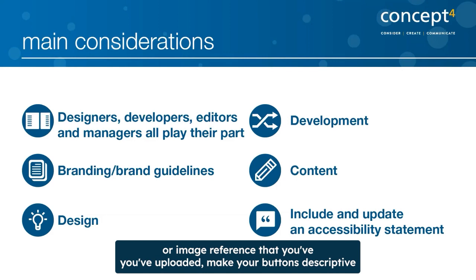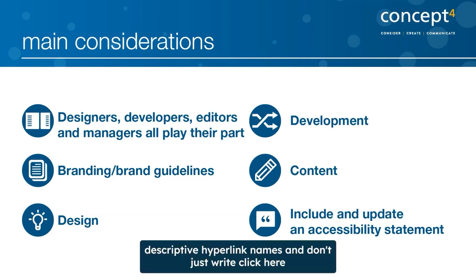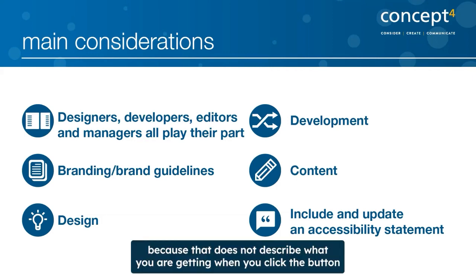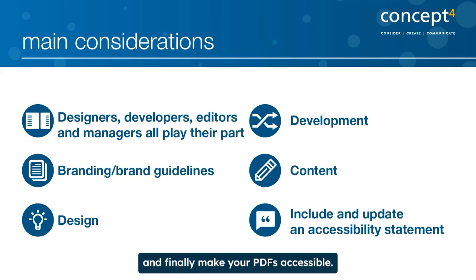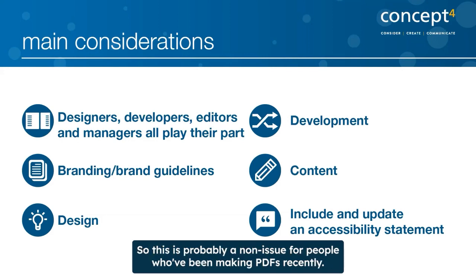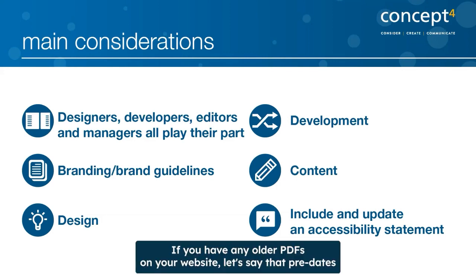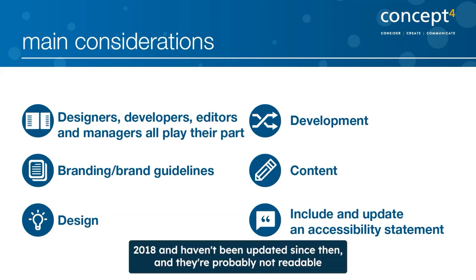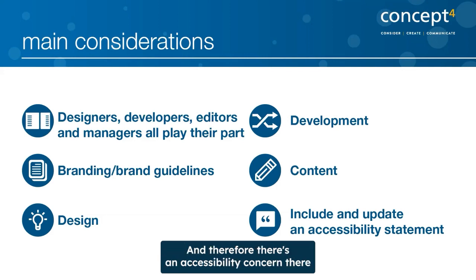Make your buttons descriptive, write descriptive hyperlink names, and don't just write click here, because that does not describe what you are getting when you click the button. And finally, make your PDFs accessible. So this is probably a non-issue for people who've been making PDFs recently, but if you have any older PDFs on your website, let's say they predate 2018 and haven't been updated since then, they're probably not readable by a screen reader, and therefore there's an accessibility concern there.